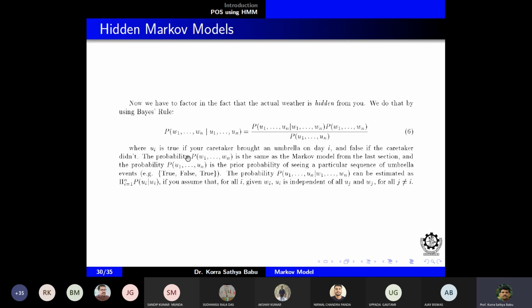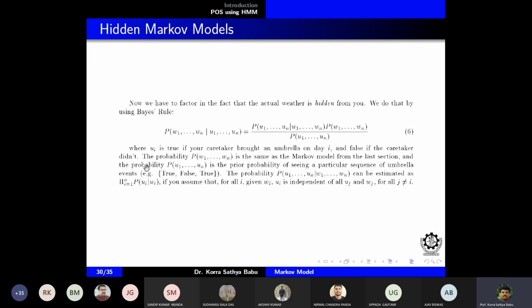The probability of W1, W2, W3, up to Wn, given that the person is taking an umbrella on day 1, umbrella on day 2, umbrella on day 3, up to Un, is equal to the probability of U1, U2, U3, up to Un given W1, W2, W3, up to Wn, times the probability of the sequence of weather conditions occurring, divided by the probability of taking the umbrella U1, U2, U3, U4 up to Un.